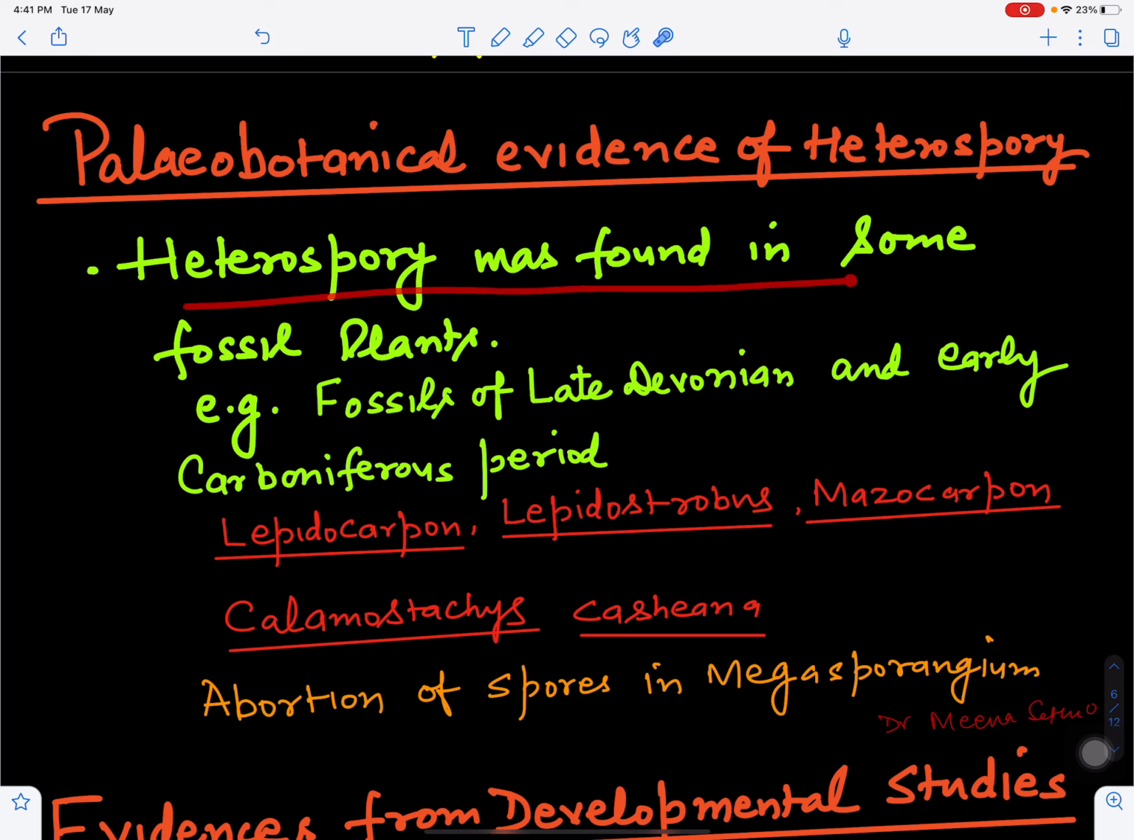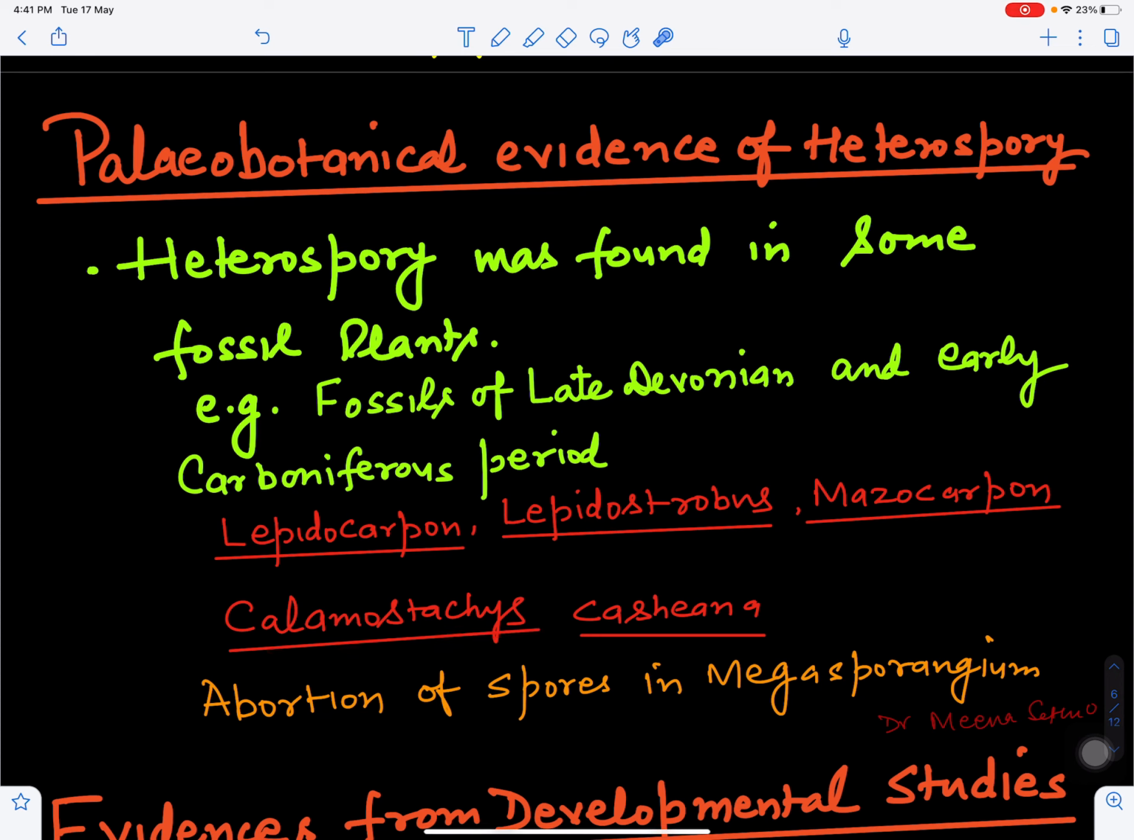So heterospory was found in some fossil plants, fossils of late Devonian and early Carboniferous period, like in Lepidocarpon, and then Lepidostrobus, Mesocarpon, Calamostachys and Cascadiana.